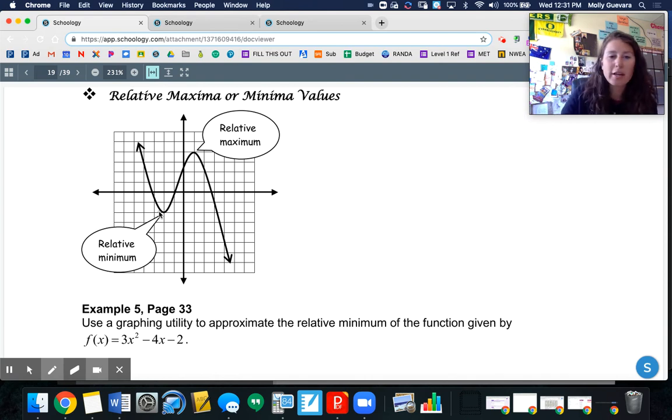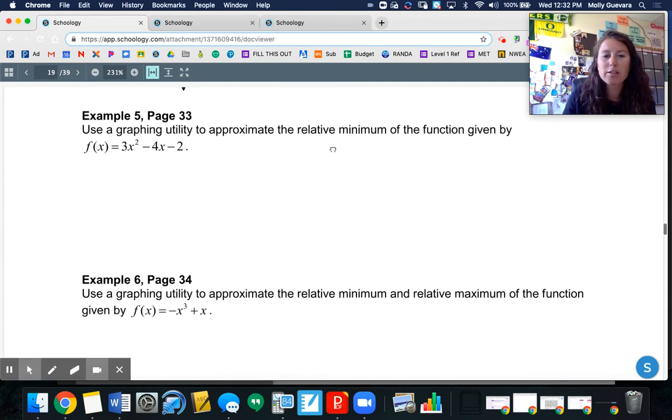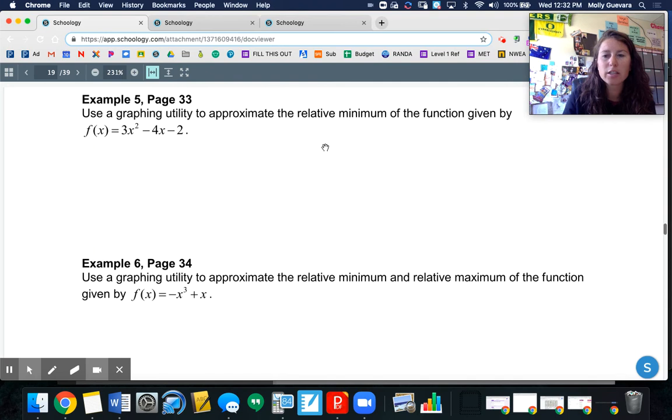But like in this case, I don't know if we even have to label it, but here the relative maximum is (1, 4) and here the relative minimum is (-2, 2). So it's just a coordinate point that's a high and a low, okay? So really we're gonna learn how to do this on our graphing calculator. So we're gonna do one together and then you guys are gonna do one.